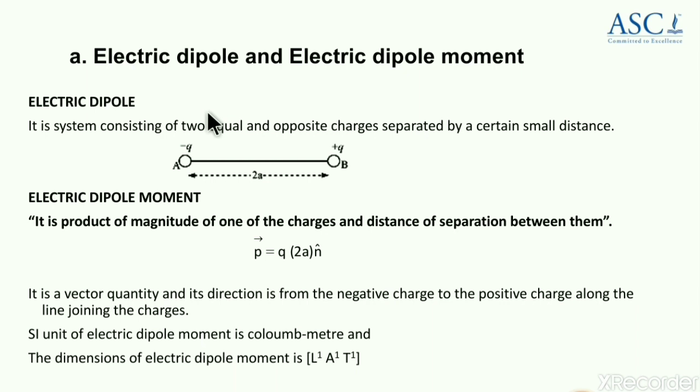But all these things of electric dipole is very much relevant to chemistry. But here from the point of physics, what we need to understand is an important topic in the electric dipole, that is electric dipole moment. So this study of separation between these two charges is itself called as electric dipole moment. How do you define it? How do you find the separation? How do you measure the separation between these two charges? It is by the product of magnitude of one of the charges and the distance of separation between them. That is vector p equals q into 2a.